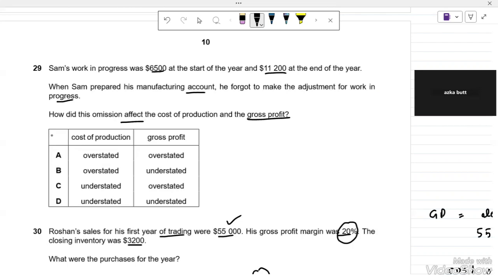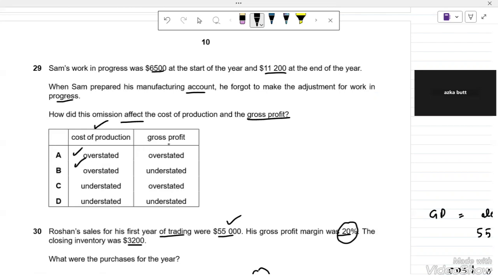If we talk about the cost of production, if Sam forgot to adjust for work in progress, he did not account for the increase in work in progress from 6,500 to 11,200. This omission means that he effectively included the additional 4,700 in cost that should have been excluded, resulting in an overstated cost of production. So your cost of production would be overstated.